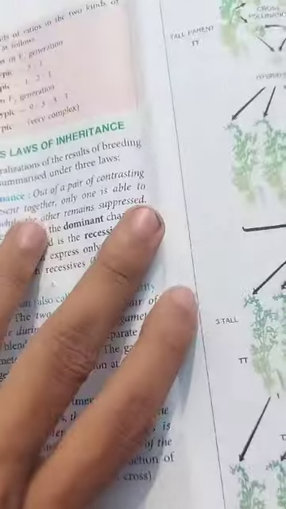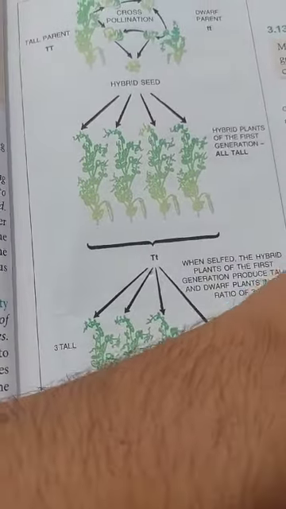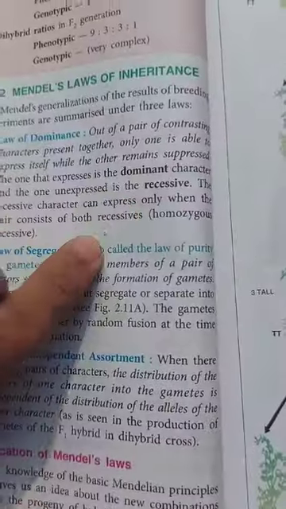Okay. Now Mendel's law of inheritance. Mendel's law of inheritance is categorized into three laws. The first is the law of dominance. In the law of dominance, Mendel was not using the word gene. He was using the word factor for the gene.